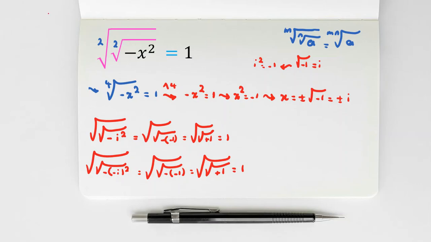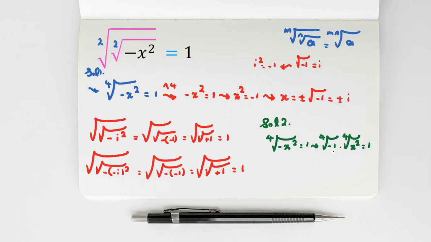Also, it has another solution. You can solve it as solution number 1, for example, and as solution number 2. When you have the fourth root of negative x squared equal to 1, you can say it is the fourth root of negative 1 times the fourth root of x squared equal to 1.